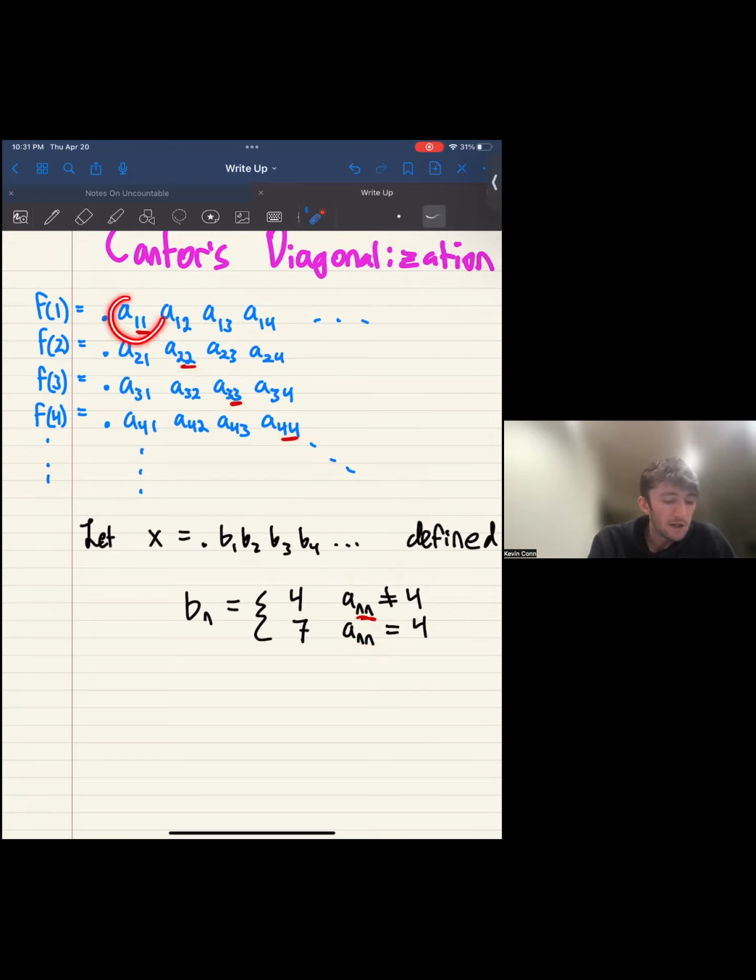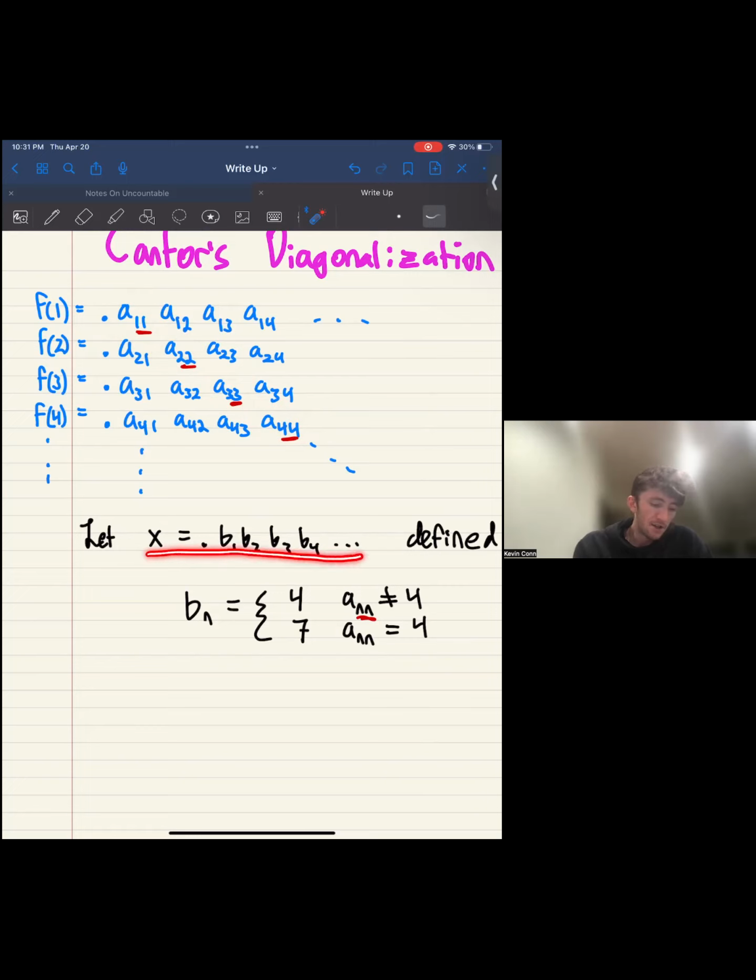And we are going to look at this. a11, are you a 4? You're not a 4. You're now a 4. a22, are you a 4? You are a 4. You're now a 7. a33, are you a 4? You are a 4. You're now a 7. a44, are you a 4? You aren't a 4. You're now a 4.